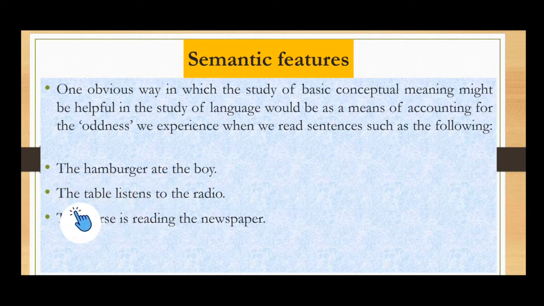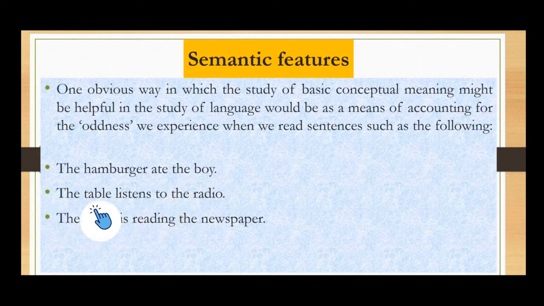Now, the table listens to the radio. This sentence and the previous one are grammatically correct sentences. They are syntactically correct, but they are semantically incorrect. How are they semantically incorrect? Because we know that in order to eat, you need to be a human being or an animal, not a non-living thing.